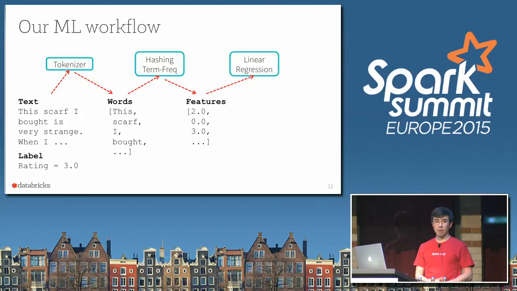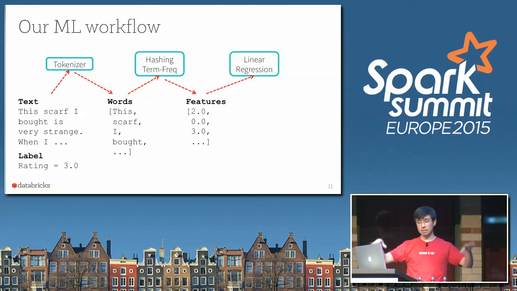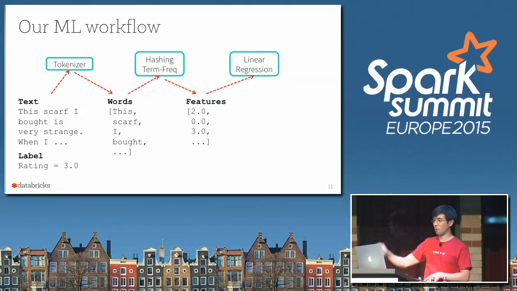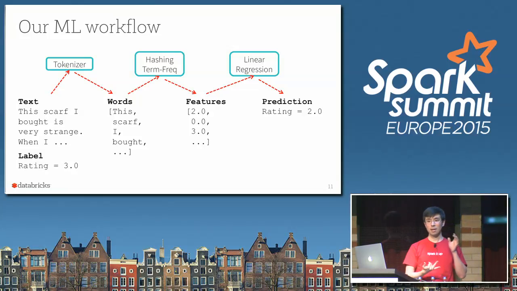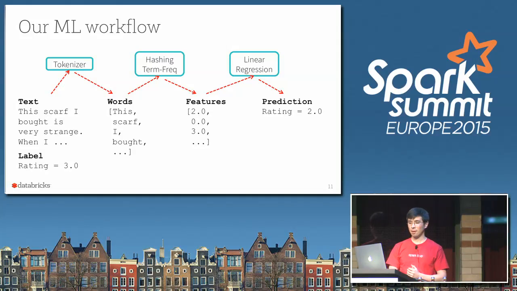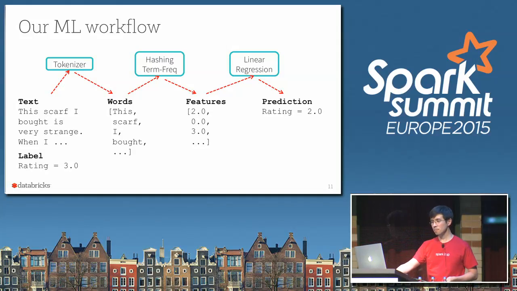Then we'll use a really simple model, linear regression, where we'll train it on these features and try to predict that label. So at the end, after we've trained this linear regression model, we'll be able to give it new text, pass it through this workflow, and get a prediction, such as rating equals 2. Cool. So very simple workflow. But the point is, as you scale it up, either more reviews or larger model dimensionality, you start to hit bottlenecks in your workflow.